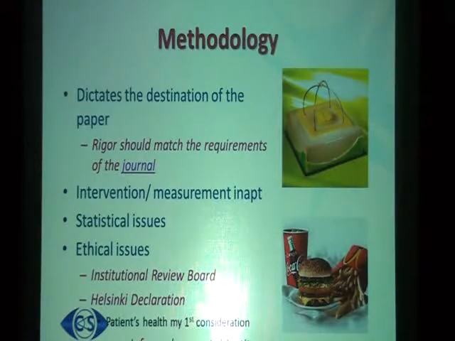And finally there can be ethical issues like not taking approval of the institutional review board, or not complying with the Helsinki declaration, or revealing the identity of the patient, or not taking informed consent. For example, taking informed consent is a very important thing for the British Journal of Ophthalmology specifically. They actually want a PDF of the patient's consent with the submission.